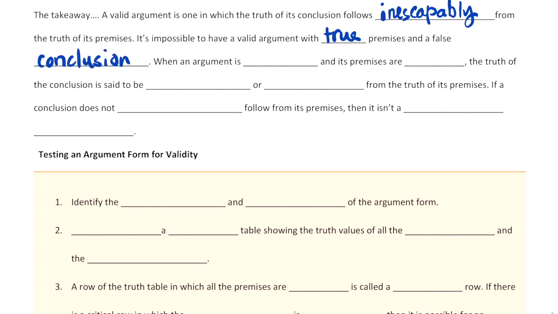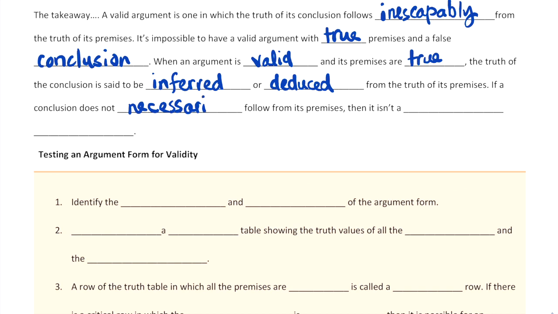When an argument is valid, and its premises are true, the truth of the conclusion is said to be inferred or deduced from the truth of its premises. If a conclusion does not necessarily follow from its premises, then it isn't a valid deduction.